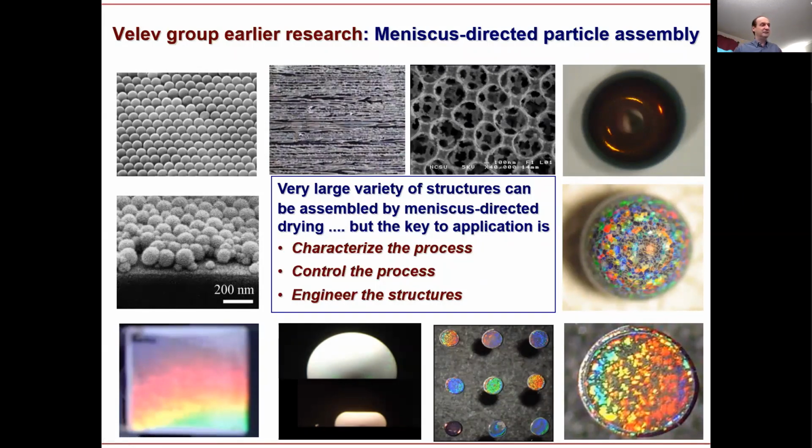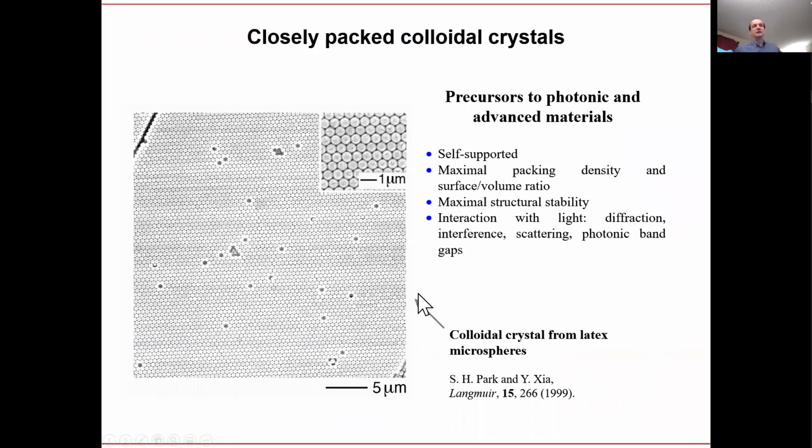You may have heard the terminology of structural color. So structural color means that the color that you're seeing here does not arise from any physical absorption of light. It comes from the interaction of the light with the structure that we have here.